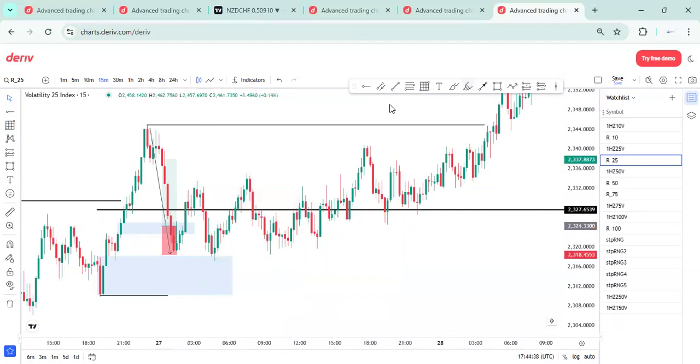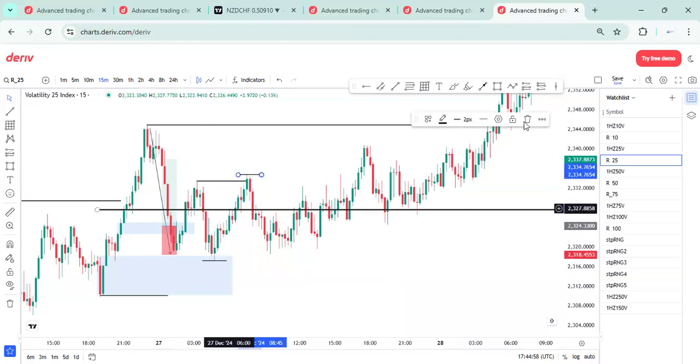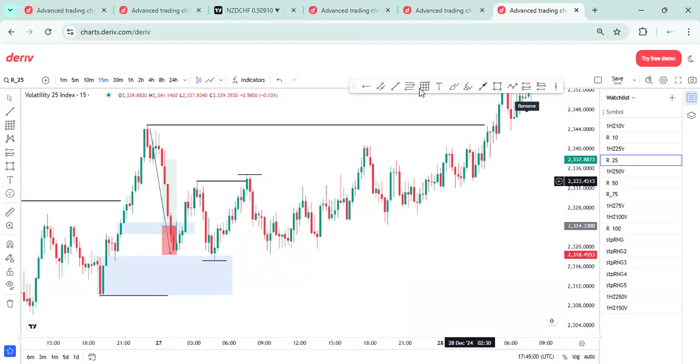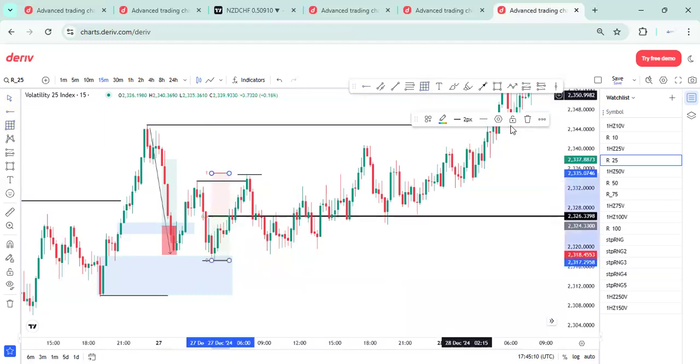Another way you could have entered was to wait for a market structure shift, bullish. So from this low, this is more of a confirmation entry. The market gave us this high, so that is our new dealing range. This range low to this range high, premium and discount, to mark the 0.5 level.